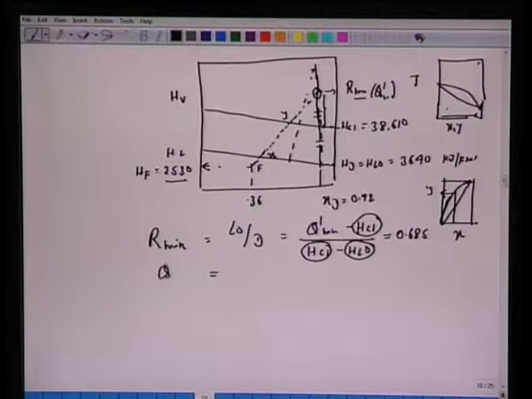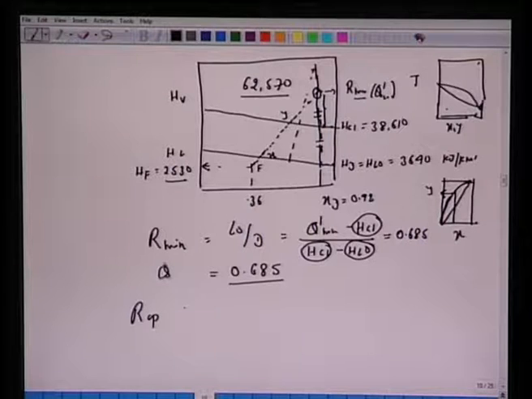So from this R min we can calculate, and Q min we can read from the graph here, which is 62,570. So Q dash, everything is known, one can calculate R min as 0.685. Then our operating reflux ratio is 1.5 times 0.685, equal to 1.029.